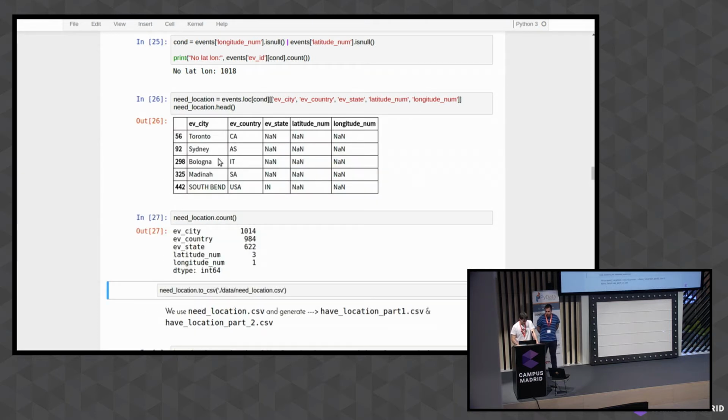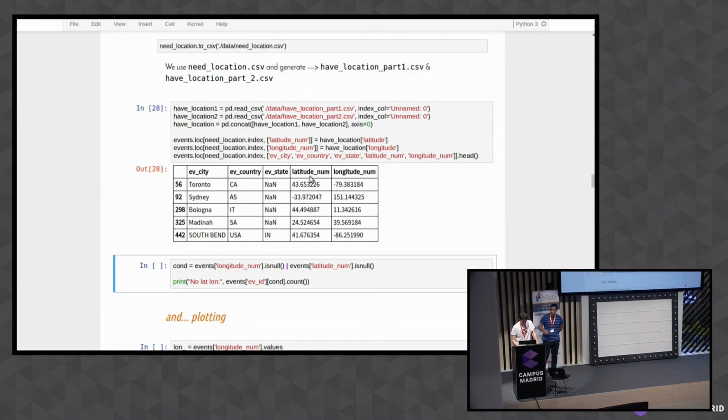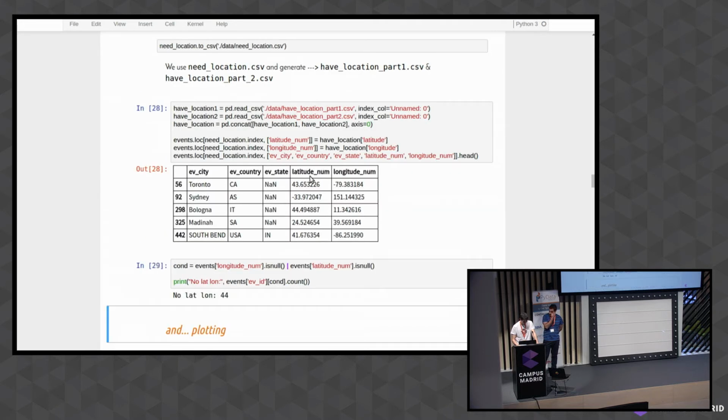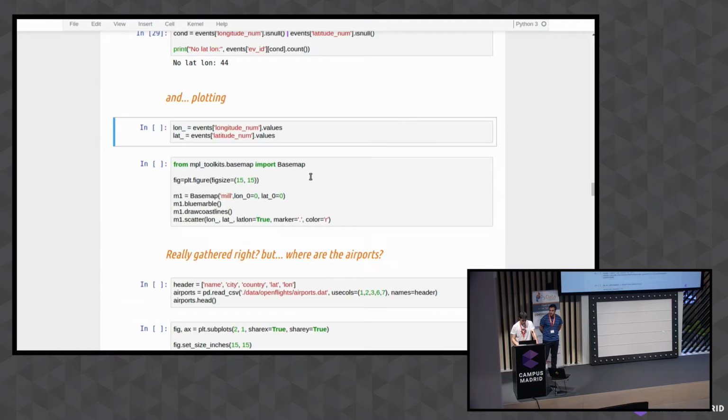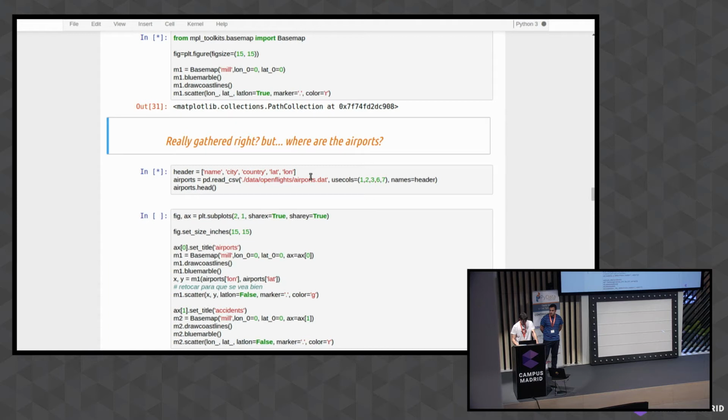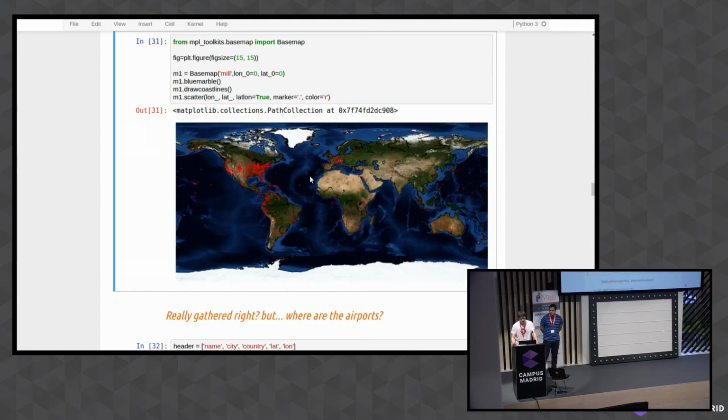This is the table I'm constructing to send to the Google Geocode API. As you see, I have information on city, country, and state, sometimes about the state, not always. And once I send it there and load it here again, there are only 44 events with no information in terms of latitude and longitude. So now we have the information. Let's plot and see what happens. It takes a little bit of time.